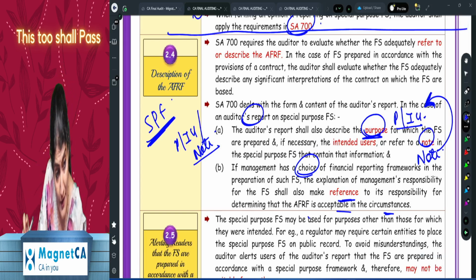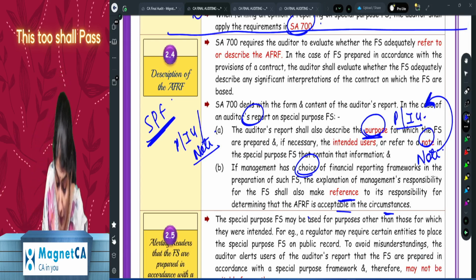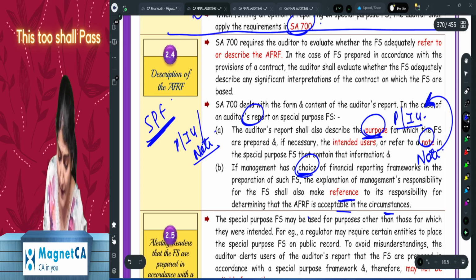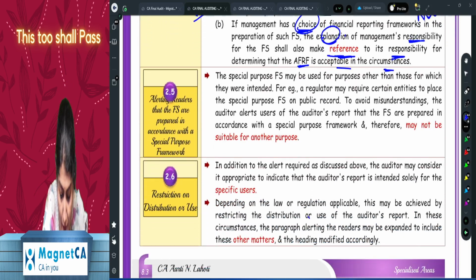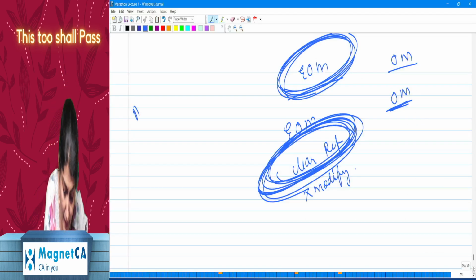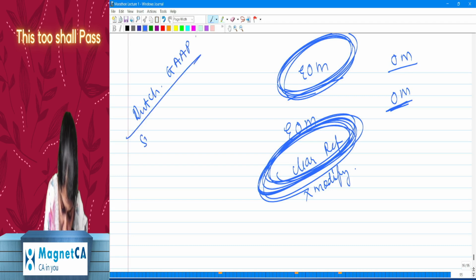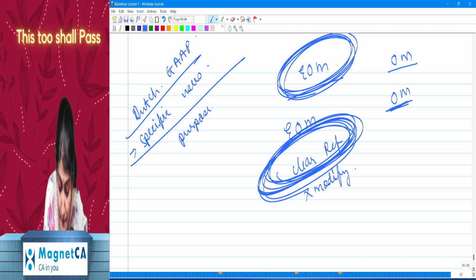If they had a choice like that, they had six AFRFs, out of that they had to select any one. So how management made the choice of AFRF, that explanation also has to be given in the responsibility, that is, how management determined the acceptability of the AFRF. Now these financial statements, say prepared as per Dutch GAAP, have been prepared by the management for a specific set of users. So should it go to all the shareholders of the company? No, they are prepared for a specific purpose, for a specific set of users.